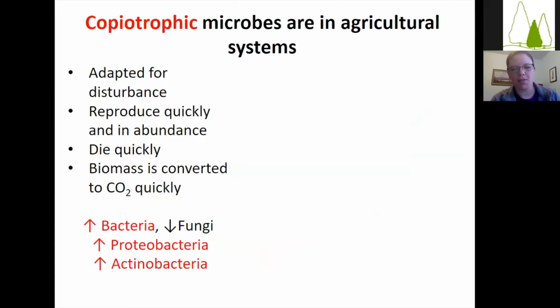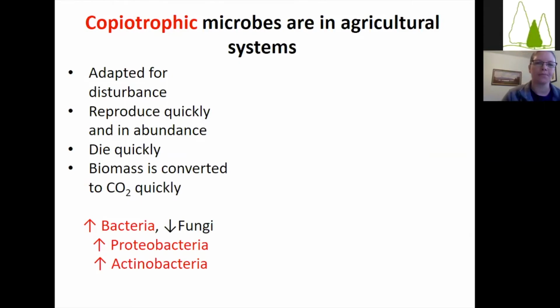So agricultural systems are characterized by having more bacteria, and particularly more bacteria in the phyla Proteobacteria and Actinobacteria, which are thought to be these copiotrophic groups of organisms that have these different ecological traits, as well as reduced numbers of fungi. So those arbuscular mycorrhizal fungi are not adapted for disturbance. If you can imagine tilling through an agricultural field, it might disrupt their habitat and reduce their abundance.